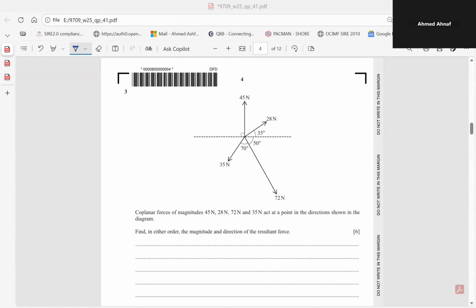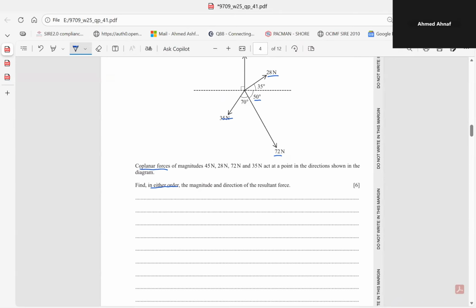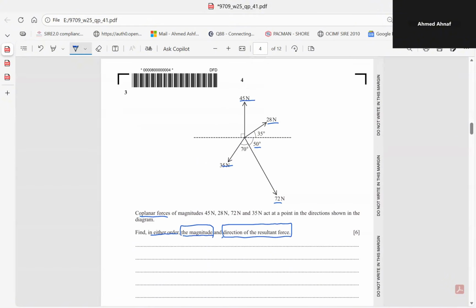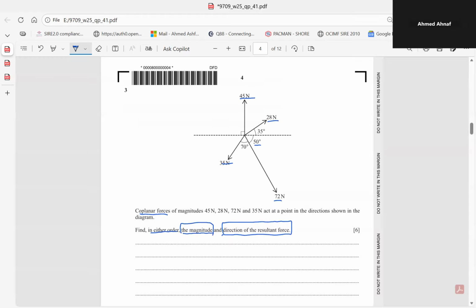All right, so for this question, we are given these four forces in here. So it's also stated here, coplanar forces of magnitudes these act at a point shown in the diagram. Find, in either order, so you can choose whichever one you want to do, the magnitude and the direction of the resultant force. Okay, so the main point here is we need to find the resultant force in here.